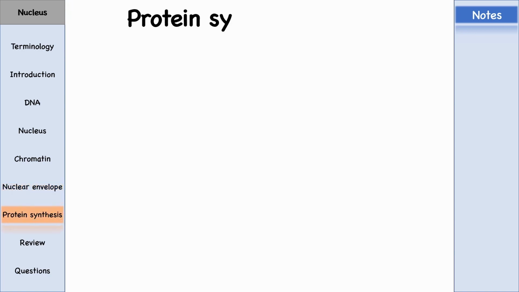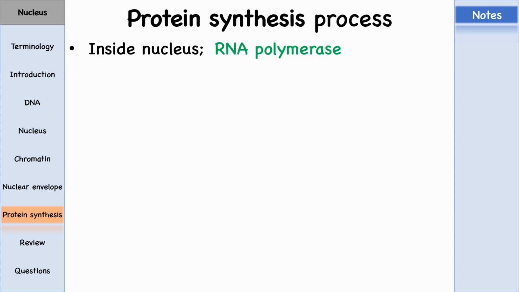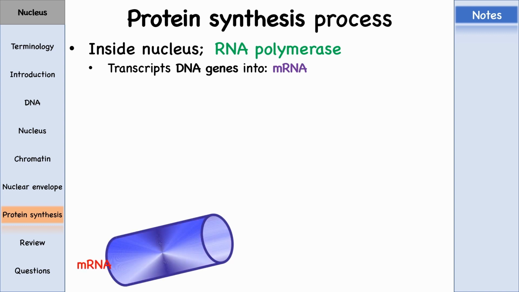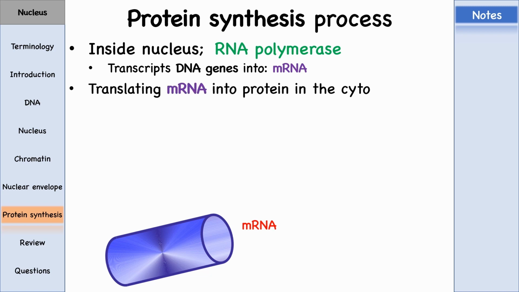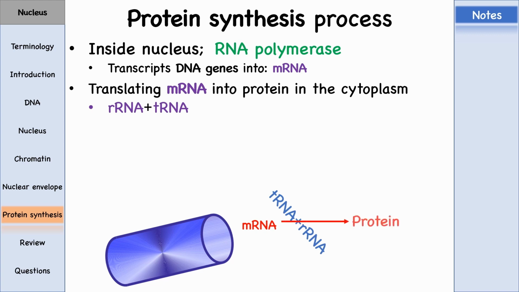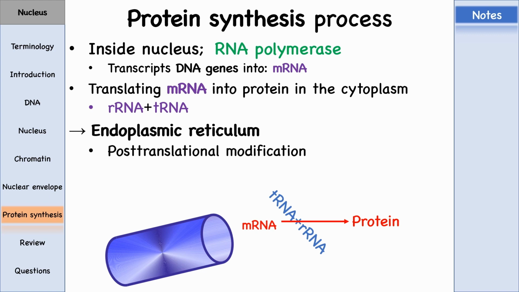Let's go back to protein synthesis. A protein called RNA polymerase found inside the nucleus plays a role in the transcription of DNA into messenger RNA, mRNA, which will exit through the nuclear pores to be translated into proteins in the cytoplasm by ribosomes. Those are ribosomal RNA, rRNA, and transfer RNA, tRNA. Later on, this protein goes through a post-translational modification process inside the endoplasmic reticulum.